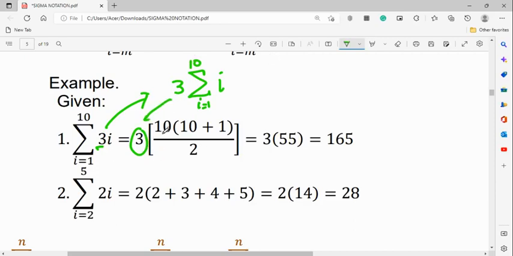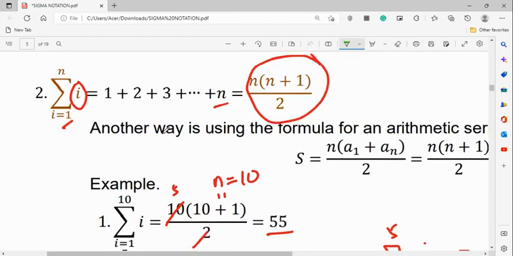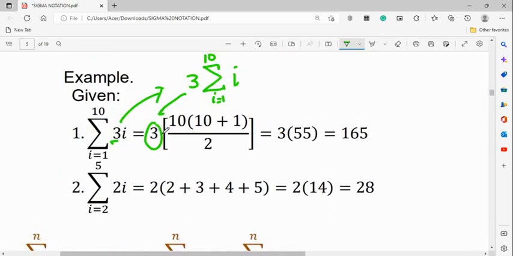And it follows the rule in number 2, no? Summation of I. Kaya nangyari dyan, ang n natin ay 10. 10, this is 11. 10 divided by 2, 5. 5 times 11 is 55. 55 times 3 is 165. In number 2, labas mo yung 2. Okay? Kaya nakalabas siya dito. And then, 2 to 5. So, 2 plus 3 plus 4 plus 5 is 14 times 2 is 28.